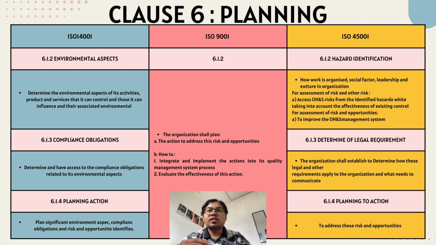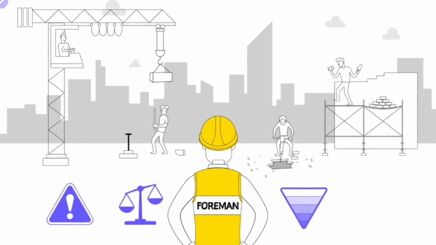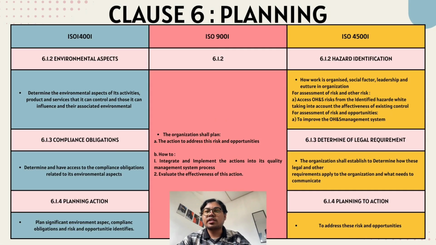For ISO 9001, 6.1.2 talks about the organization planning actions to address these risks and opportunities, and how to integrate and implement the actions into its quality management system processes. For ISO 45001, 6.1.2 talks about hazard identification. For example, how work is organized, social factors, leadership and culture in the organization, as well as assessment of OHS risks and other risks, and assessing OHS risks from the identified hazards.